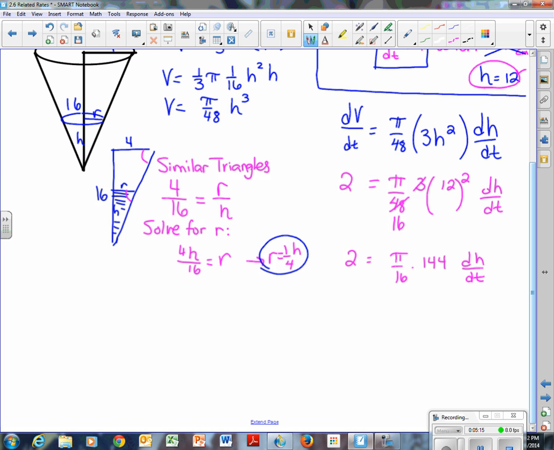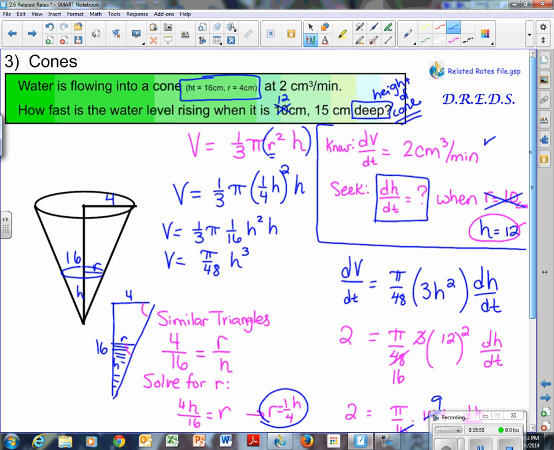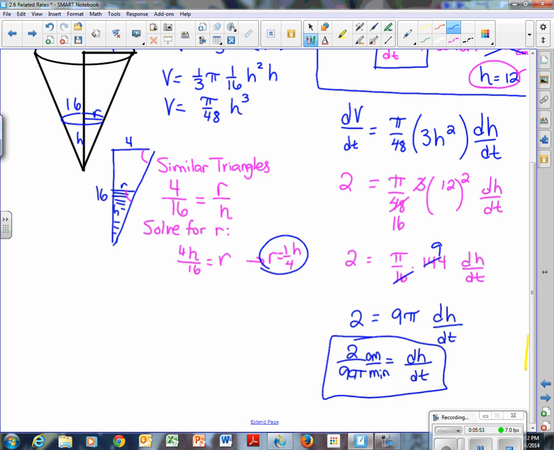16 goes into 144 9 times. So we will have 2 equals 9 pi dH dt, and now just solve for dH dt. dH dt is equal to 2 divided by 9 pi. And there is our solution. Labels would be, height would be in terms of centimeters, and then time was in minutes, I believe. Yep. And there's our answer.